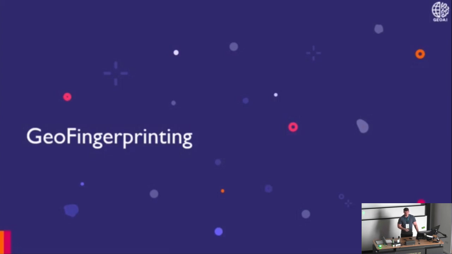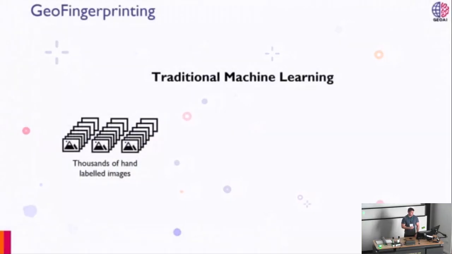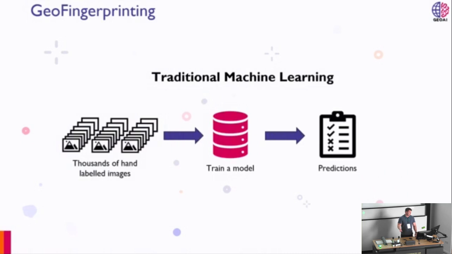Geofingerprinting. So this is where it's going to get very futuristic and speculative and a bit weird. So, traditional machine learning, we all know about. You have thousands of hand-labeled images, you have a mental breakdown after you've made them, you train a model, and then you make some predictions and you hope it's right. It's basically a glorified calculator.